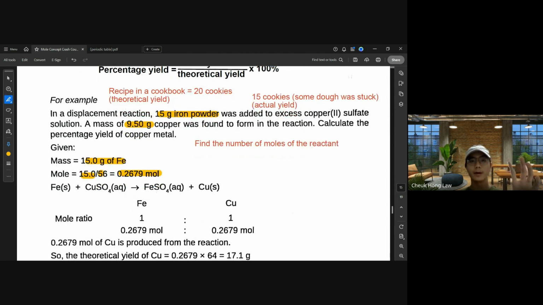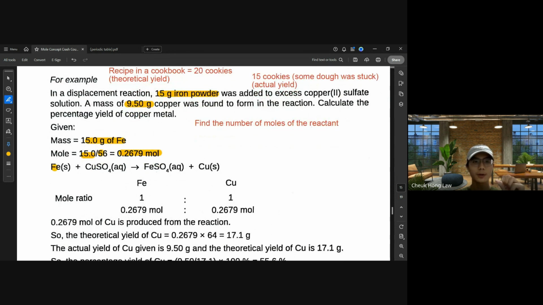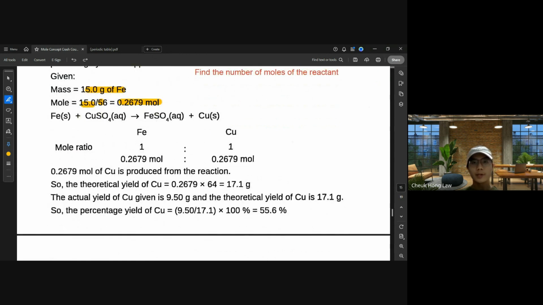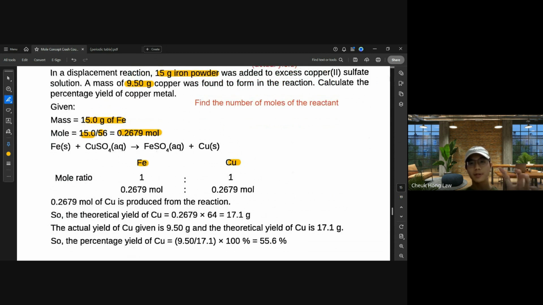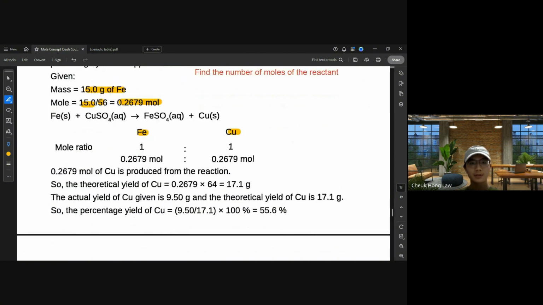Okay, then the second step is to write the chemical equation. So Fe plus CuSO4 will give me FeSO4 plus Cu. Okay, so this is your displacement reaction. Iron will displace copper inside copper 2 sulfate. So I will get iron 2 sulfate and copper. Then you compare mole ratio. So I compare mole ratio between iron and copper. Based on the chemical equation it is 1 to 1. So for iron, since the actual mole is 0.2679, for copper it will also be 0.2679. Okay. So 0.2679 mole of copper is produced.